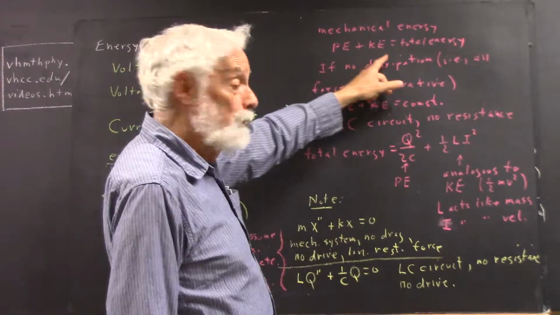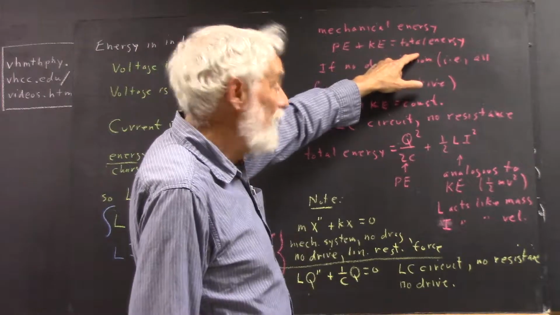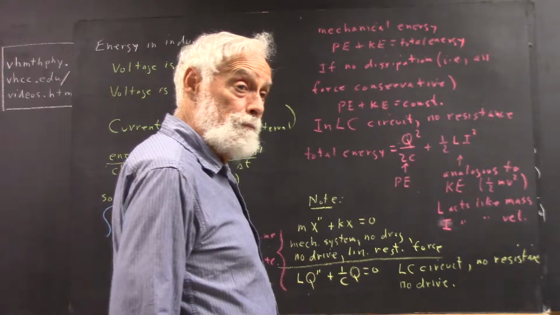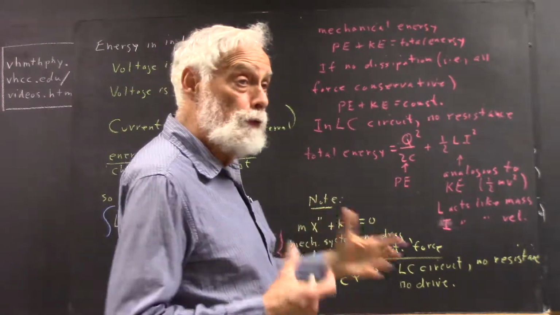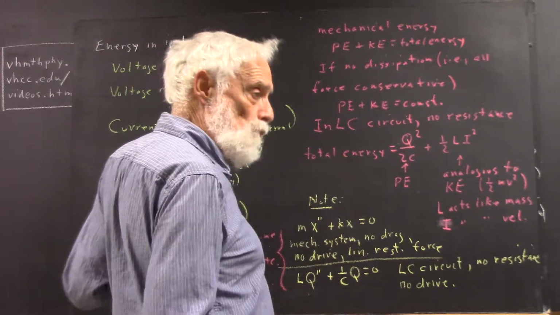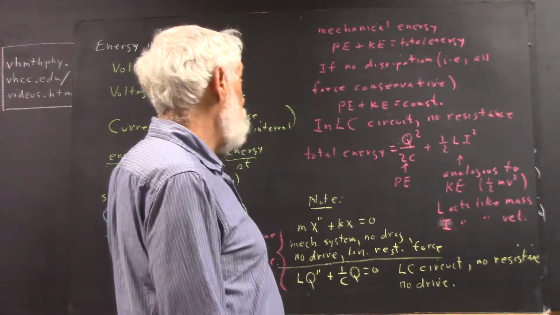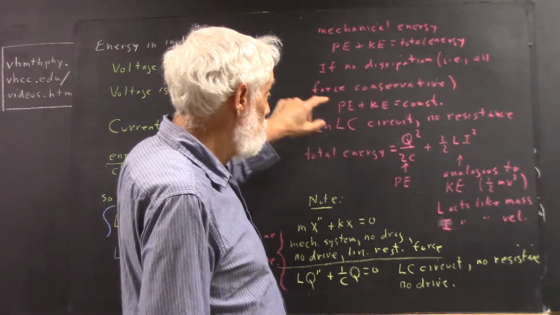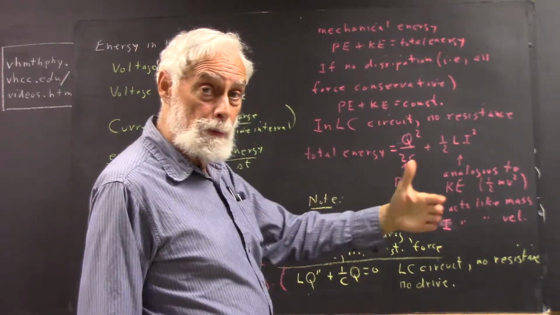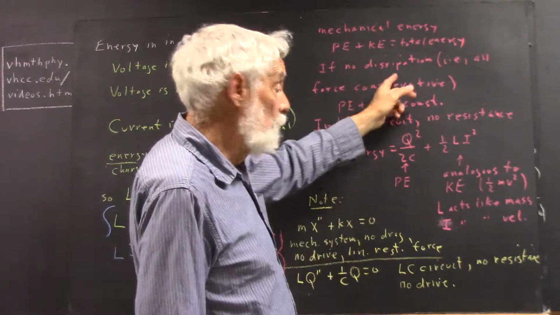Mechanical energy is potential energy plus kinetic energy. That's equal to your total mechanical energy. If there's no dissipation, which is the case if all your forces are conservative, and that is, of course, the case in an ideal electric circuit with no resistance, then potential plus kinetic energy is constant. That's the ideal pendulum. It just keeps going. It never dissipates energy because we have the ideal situation where there's no dissipation.